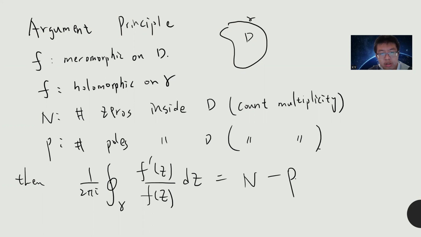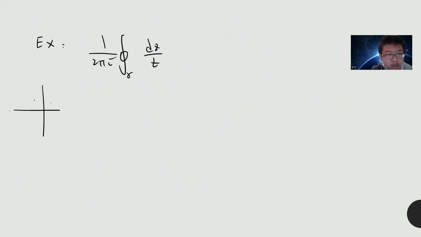A very simple example is 1 over 2 pi i times the integral of dz over z. If gamma encloses the origin, then you get 1 minus 0, because this has one zero and no poles.